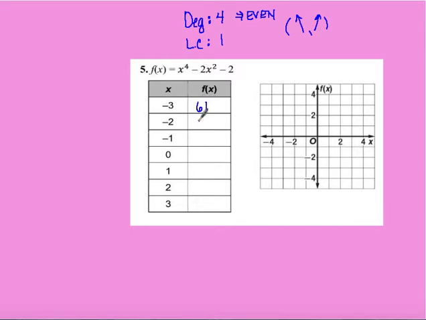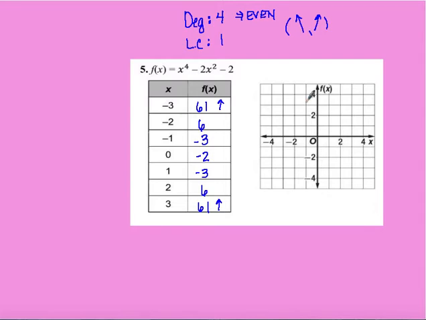So -3 gives me 61, -2 gives me 6, -1 gives me -3, 0 gives me -2, 1 gives me -3, 2 gives me 6, and 3 gives me 61. So you can see that these ends are both very high numbers, and that's what I want them to be. I want it to go left and right far enough until I'm reaching very high or low numbers according to my degree and my leading coefficient.